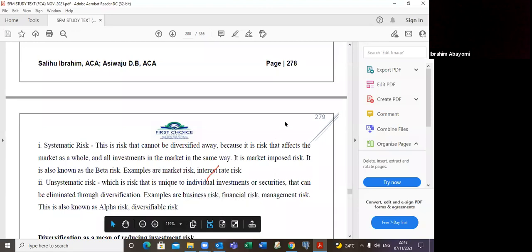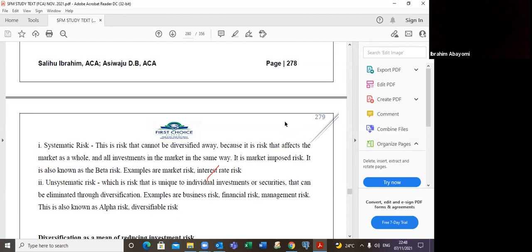Now, positive correlation exists where the returns of all the investments that make up the portfolio are moving in the same direction, in the sense that when the return on one is increasing, the return on the other is also increasing. That is positive correlation. So when you compute your correlation coefficient and the result is plus, that is a positive figure, then it will be interpreted to mean that the investments have a positive correlation.